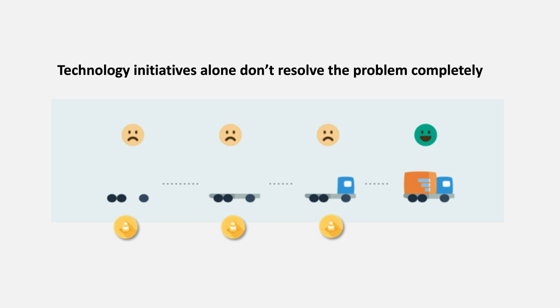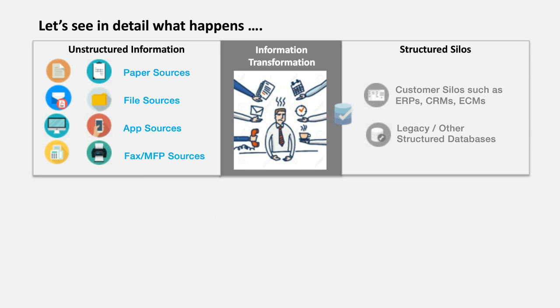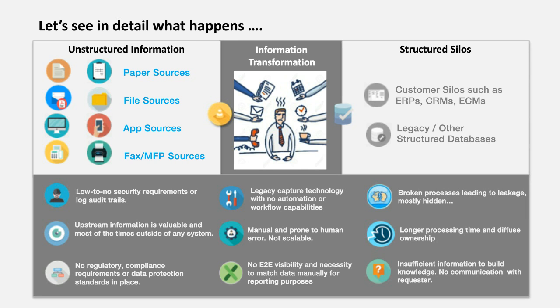And so if we go and try to see this in more detail, you can see that with the technology initiatives, you end up with people in the middle doing a lot of transformation initiatives. So putting information in silo databases from unstructured data that is captured. So multiple sources can happen over here.